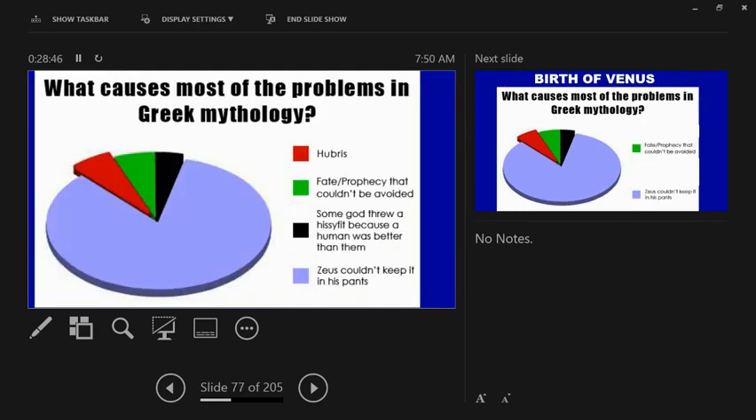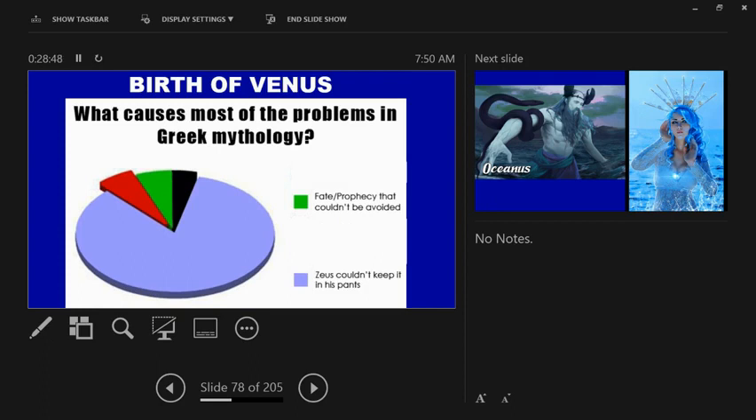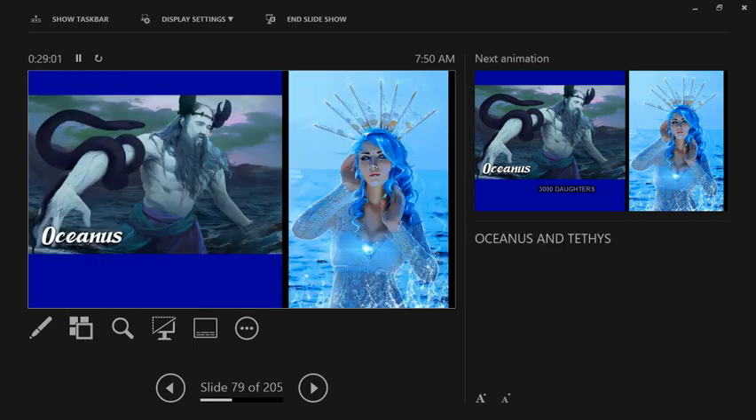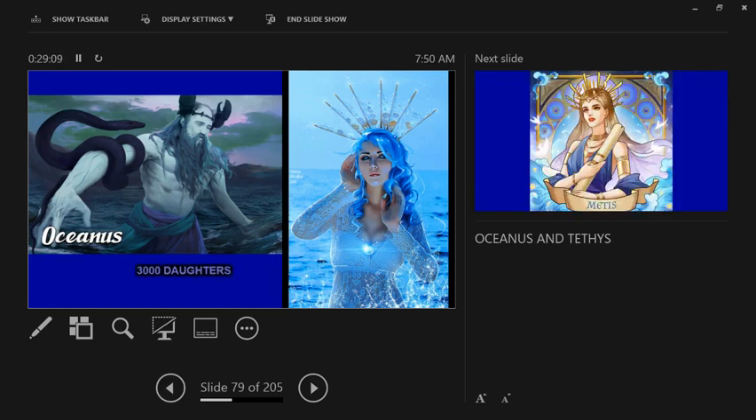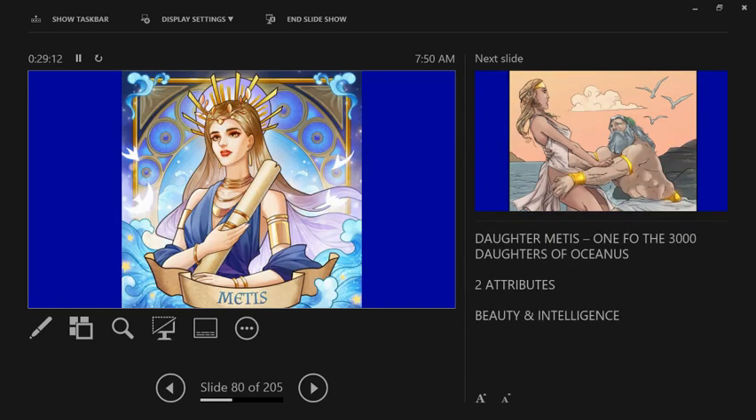We've seen this chart before, and this particular story is caused by a fate or prophecy that could not be avoided, or Zeus could not keep it in his pants. All right, so this story starts with Oceanus, and he and his wife, Tethys, have 3,000 daughters. One of those daughters is Metis, and she has two attributes. She is very beautiful and she is very intelligent.